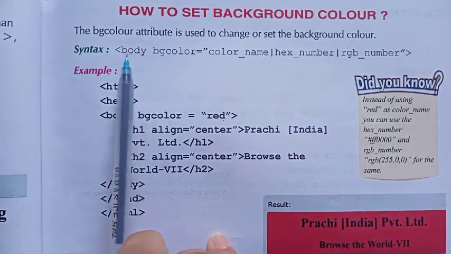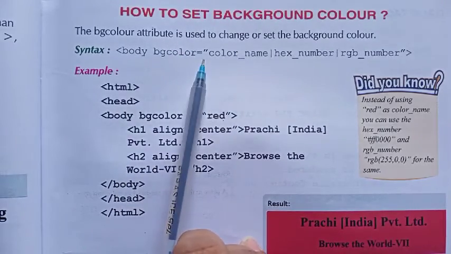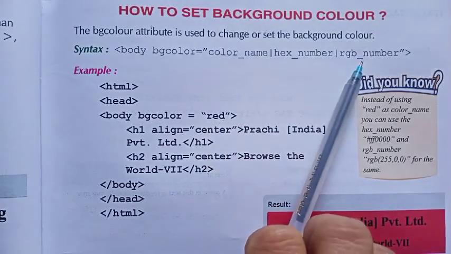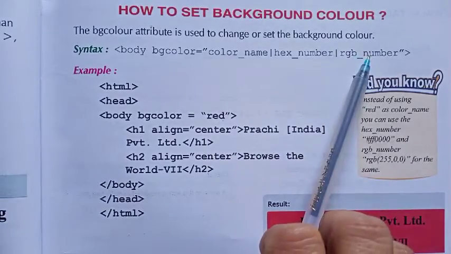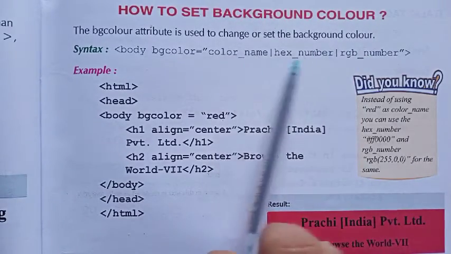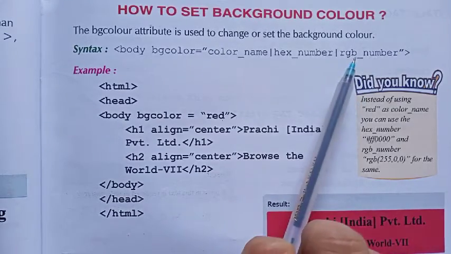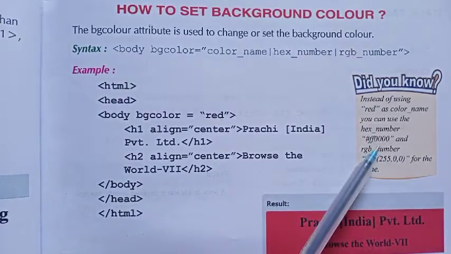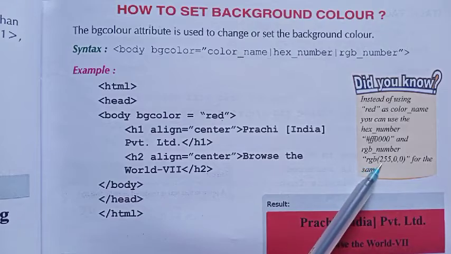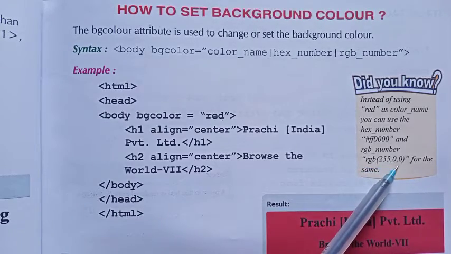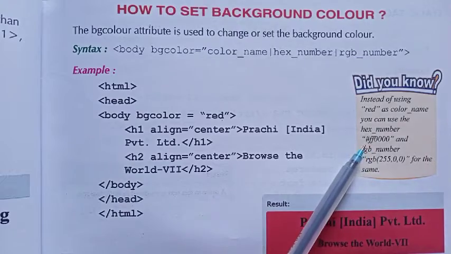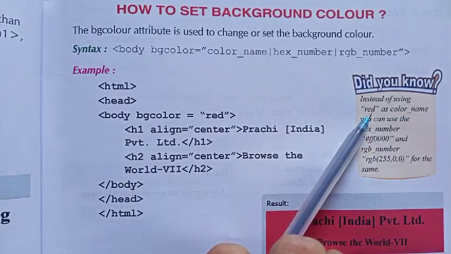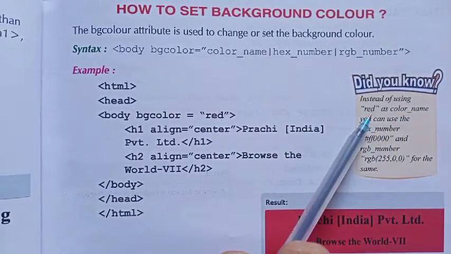It's not a tag, it's an attribute that is used with the body. So the syntax is body bgcolor equals to, you have to give the color name or hexa number or RGB number. See, all these three are not to be written all together. Only one can be written out of that. Every color has got an RGB value in HTML. As you can see over here, the RGB value given is 255,0,0, the hexa number given is #FF0000, and even the color name red is given. So all these codes are for the red color.